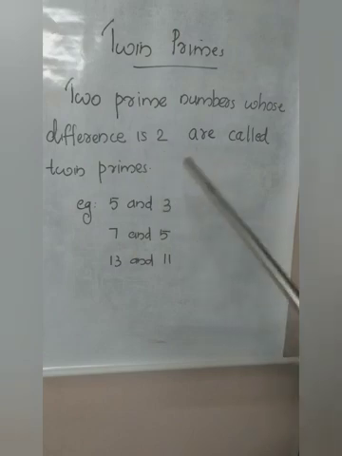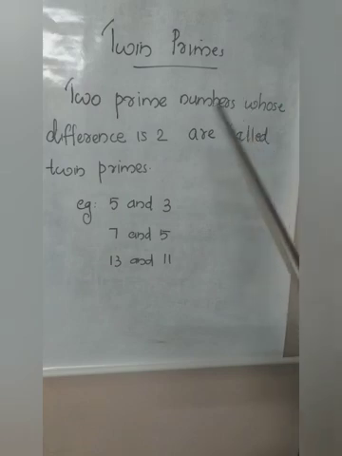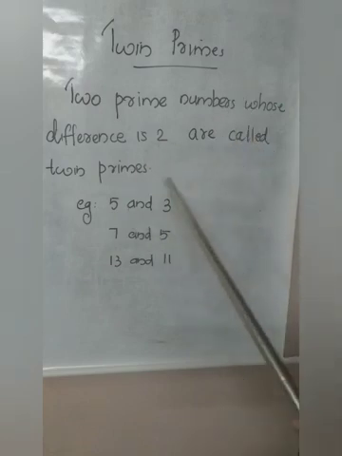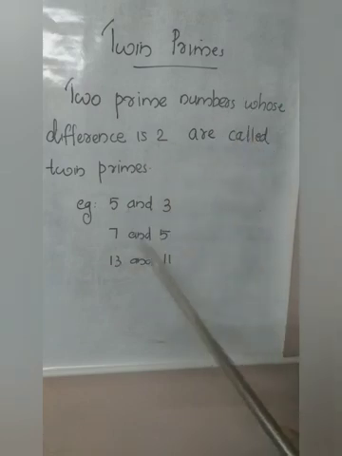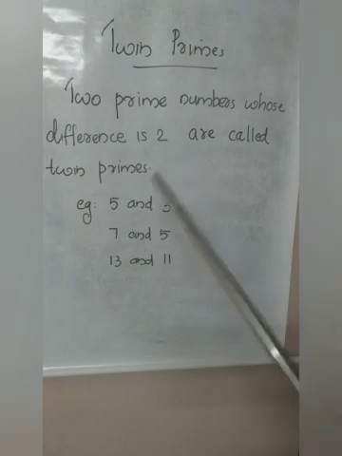So, by looking at the last example, which are the twin primes? 5 and 3 are twin primes. Why? 5 minus 3 is 2. 7 and 5 is also a twin prime. 13 and 11 is also a twin prime. When we are getting the difference 2, then the two prime numbers are called twin primes. You make some more examples for twin primes.